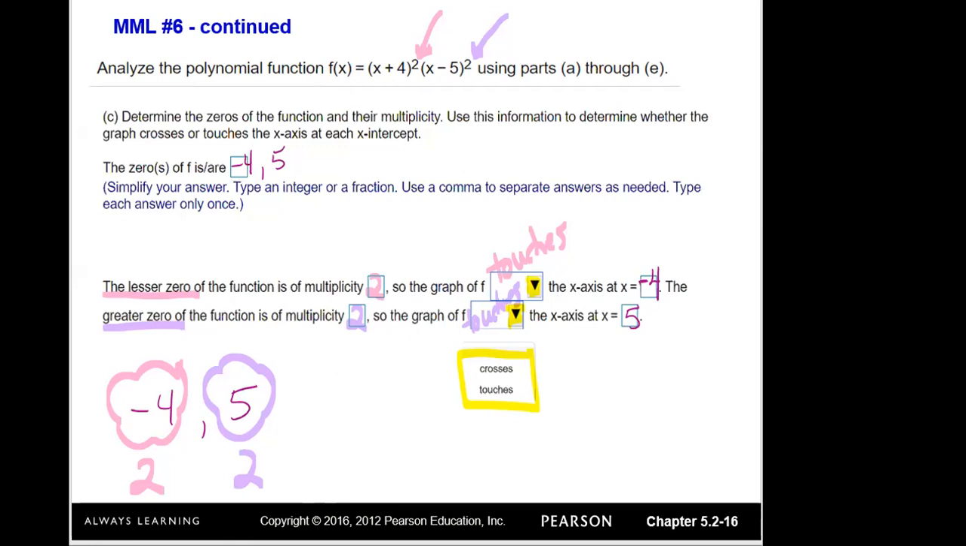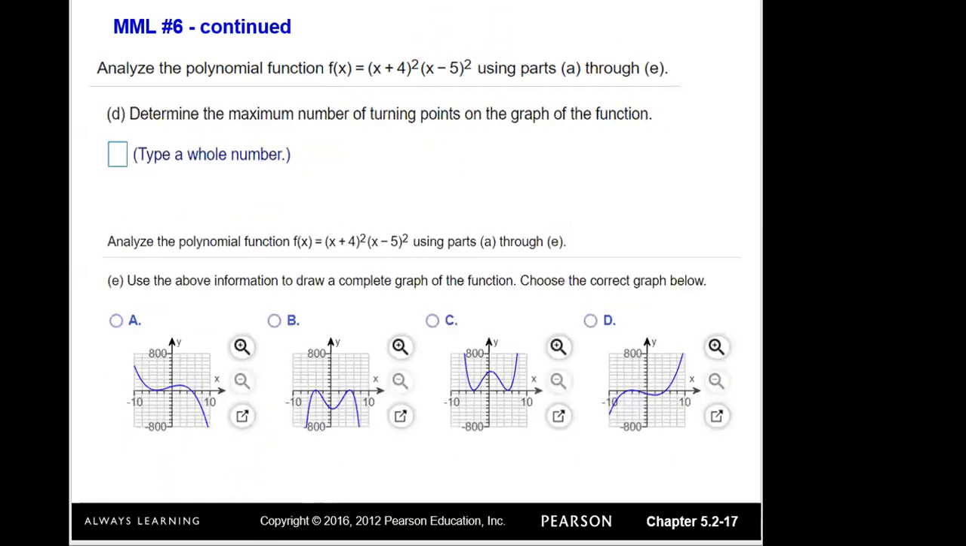So it's a positive x to the 4th, and I know it's going to touch in two places. It's probably going to end up looking like this, where it touches here and here, because it's got that parabolic look. That's a bad picture. Okay. Next slide. Determine the maximum number of turning points. Since we had a positive x to the 4th, 4 minus 1 equals 3. At most, there'd be 3 turning points.